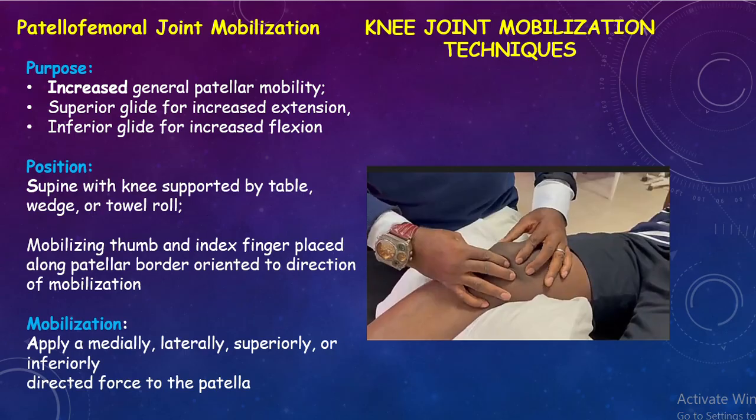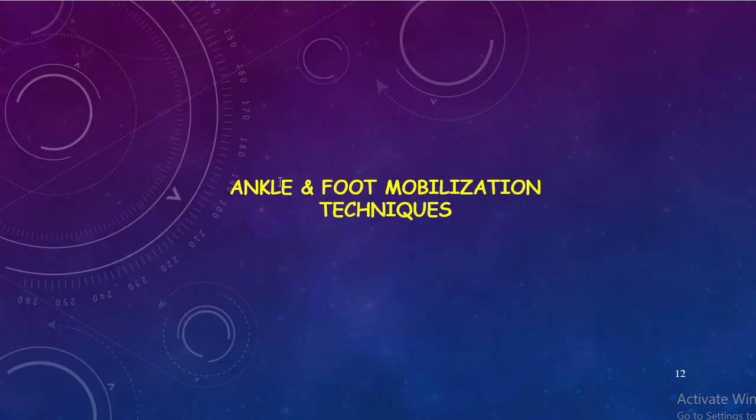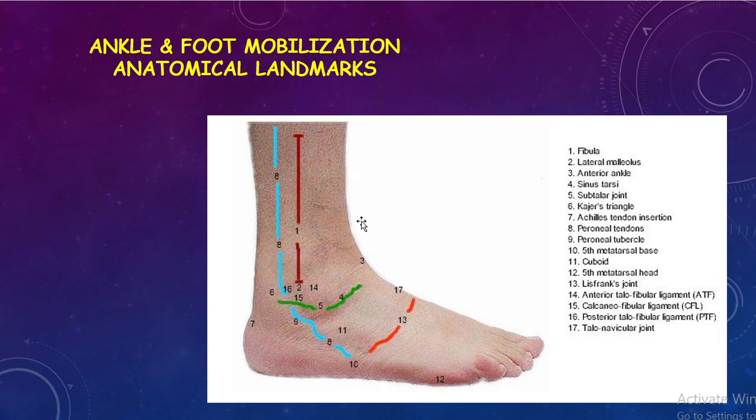Okay, so we are now going to the ankle and foot. What are the mobilization techniques? Before we go there, let's do a little bit of surface anatomy of the ankle and foot. On the side of the thumb we have the tibia. On the side of the little finger we have the fibula.